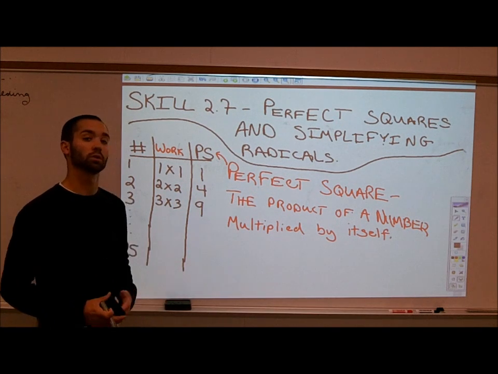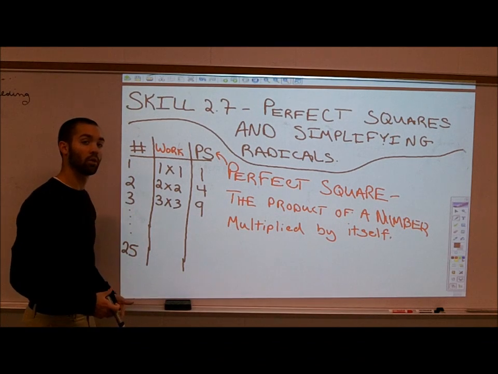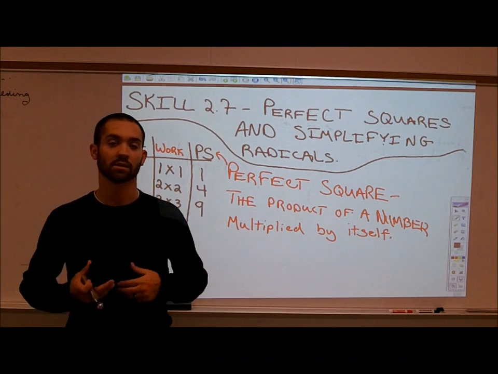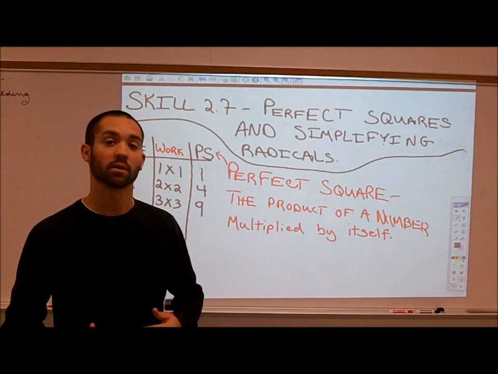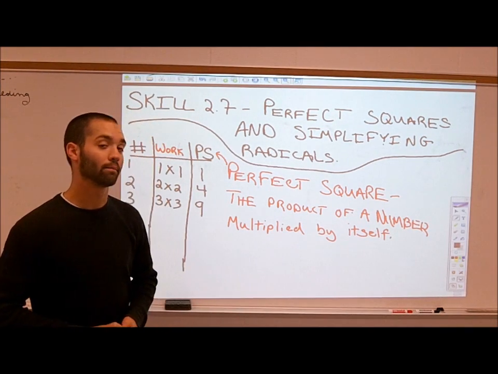So what I want you to do is pause the video from this point, complete your table all the way down to 25. Okay, this is a nice reference chart to have, especially when we start simplifying radicals. So go ahead and do that right now.